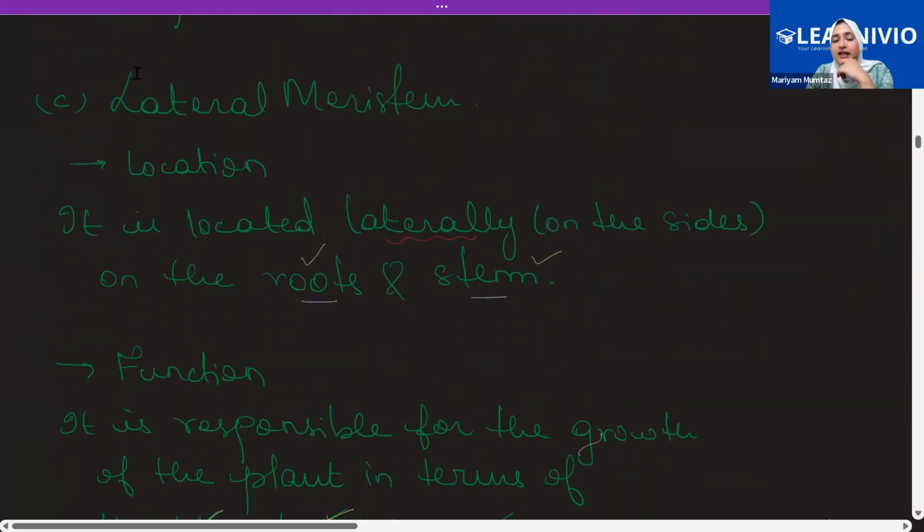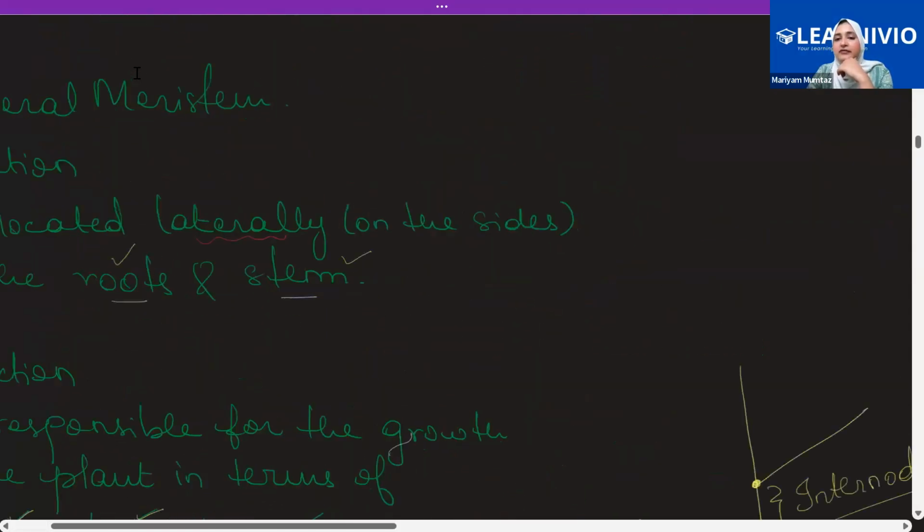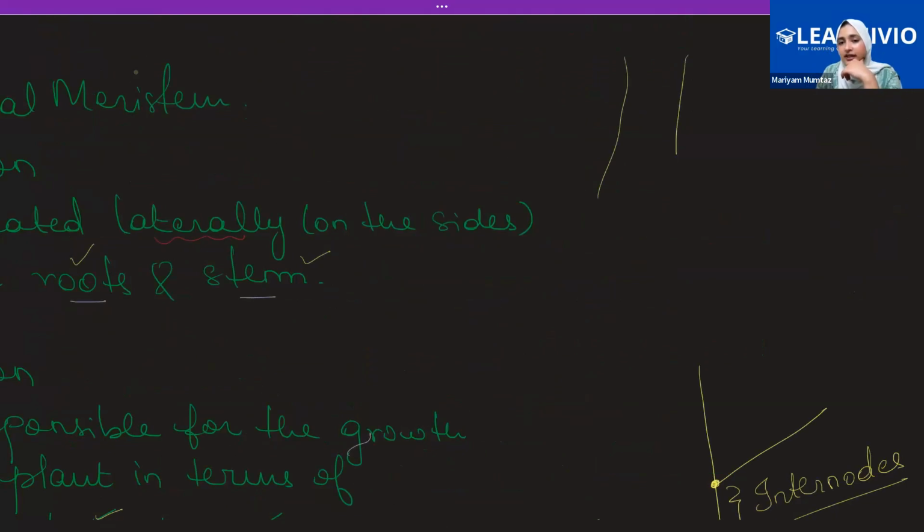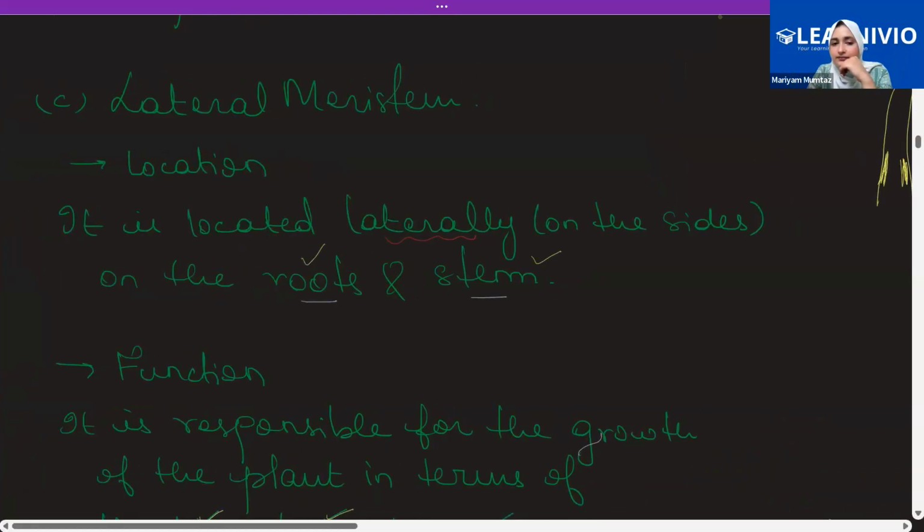After that, there comes the lateral meristem. For example, if this is the plant, the lateral meristem will be present on the sides of the plant, like here and here. When the lateral meristem starts dividing, it increases the plant in terms of its thickness. Instead of growing the plant in terms of its length, the lateral meristem will grow the plant in terms of its thickness. Is it clear?